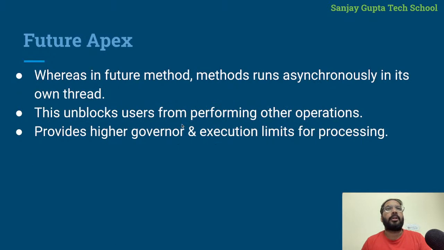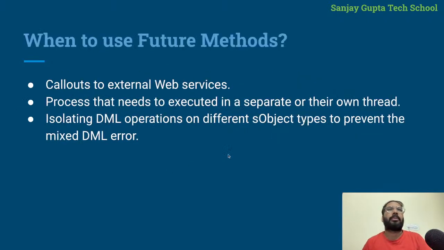So moving forward, next, in a future method, methods run asynchronously in their own thread. This unblocks the user from performing other operations. The operations which you want to run immediately will be part of the synchronous thread, and the process which you want to run in the background will be part of the asynchronous process. And it provides higher governor and execution limits for processing that we already saw. So this is the basics about the future method.